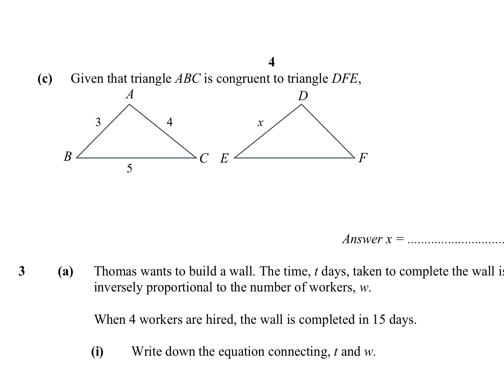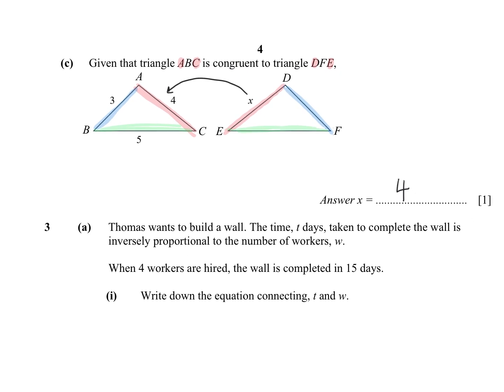So next one, done. Okay, next one. They say AB is congruent to DFE. So this is DE. The side DE must match with AC. So it must be 4. So actually X is the same as 4. They purposely reverse the shape, and then you all fall into the trap. Okay? Next one.